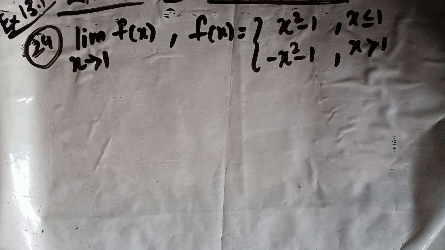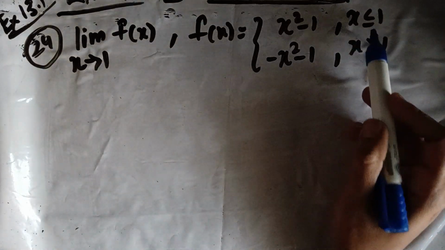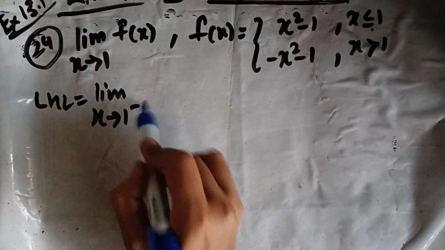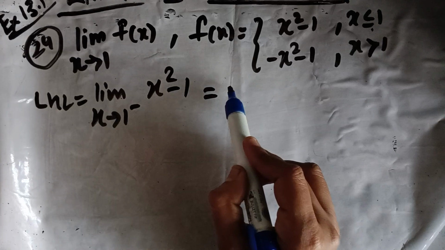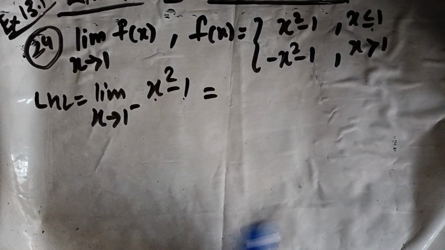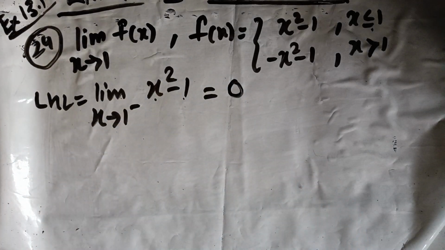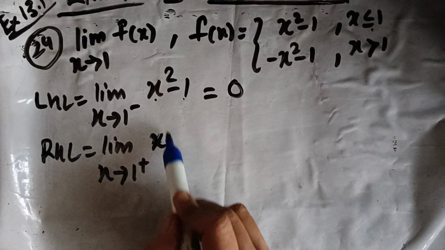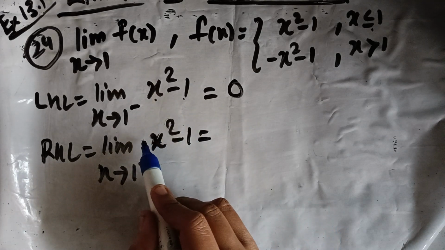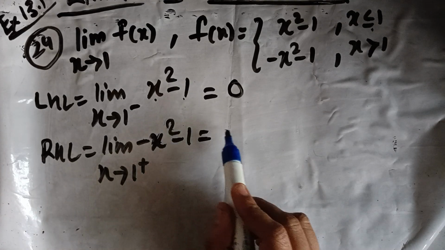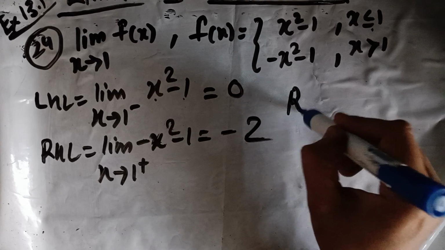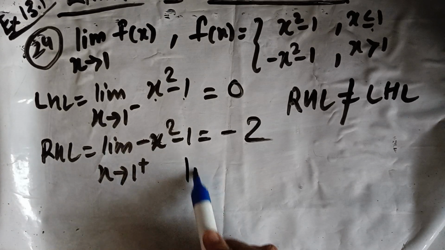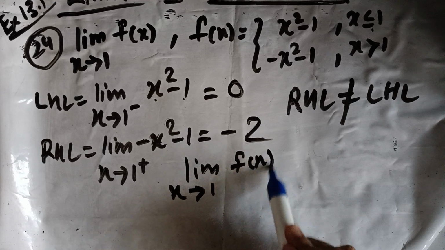Next question. So we have to find limit as x goes to 1. So for left hand, we have to take this function. For right hand, we have to take this function. x tends to 1 minus, 1 minus 1. You have to put 1, not minus 1. Okay. So it will be 0. Minus 2. Okay. So here, your right hand limit is not equal to left hand limit. Okay. So limit as x tends to 1, f(x) does not exist.